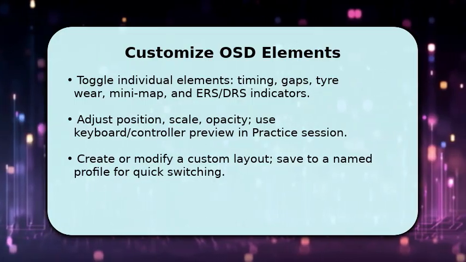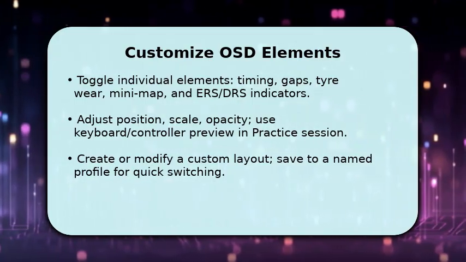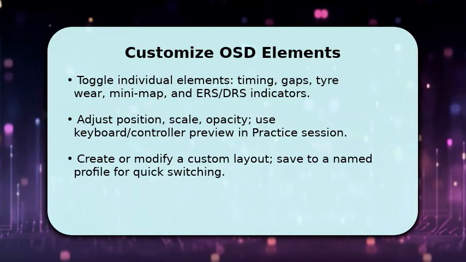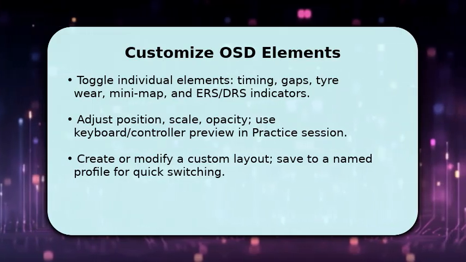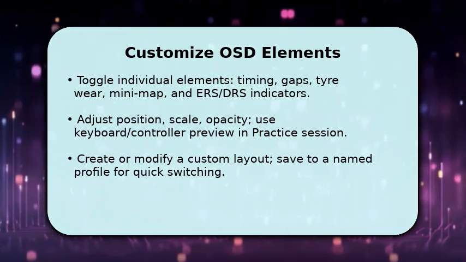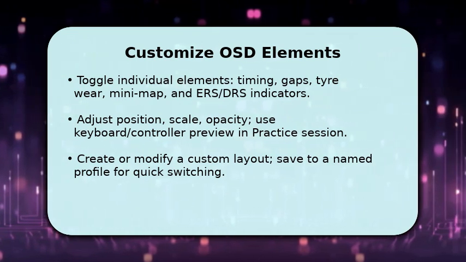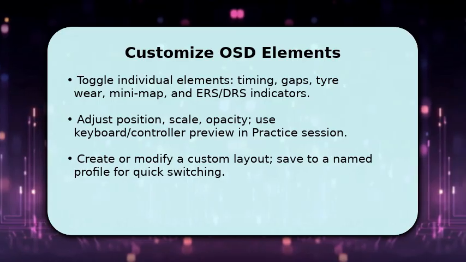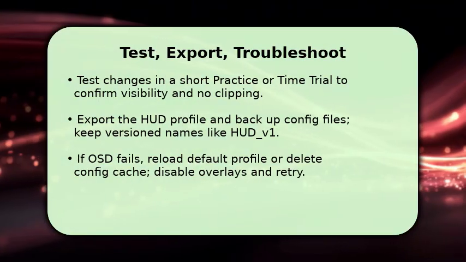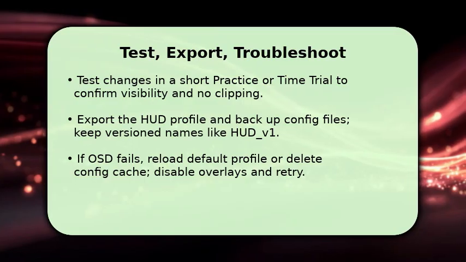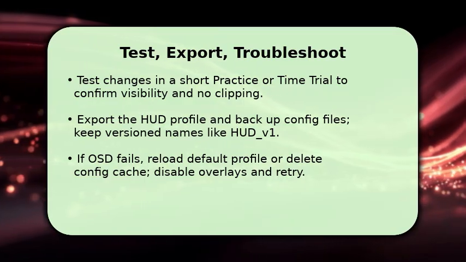Use a practice session to preview changes in real time, because live racing reveals occlusion issues. Make a custom layout and save it under a clear name so you can switch between aggressive, relaxed, or broadcast styles quickly when conditions change. Finish by testing in a short practice or time trial to ensure all OSD items are readable and unobstructed.